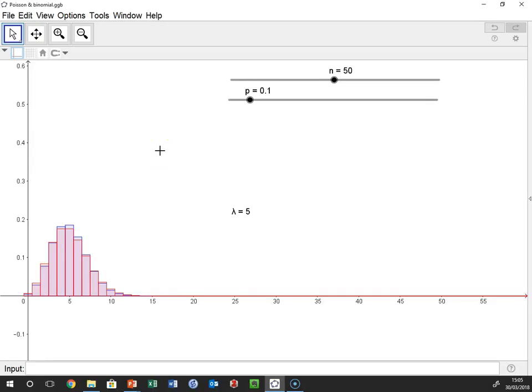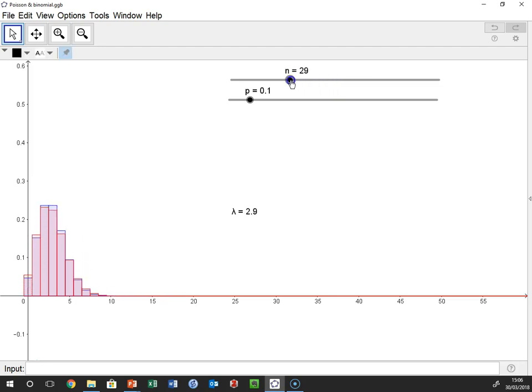Here in GeoGebra we have two distributions. The blue is a binomial distribution with n trials and p probability of success on these sliders, and we have a Poisson distribution in red with lambda of 5, calculated so that both have the same mean. We recall that the mean of a binomial is np, so that is going to be equal to 5. You can see it's quite a good approximation at the current levels, n equals 50, p equals 0.1.